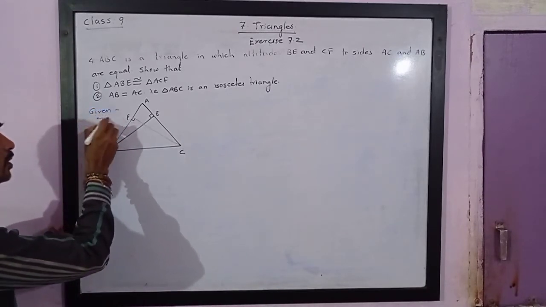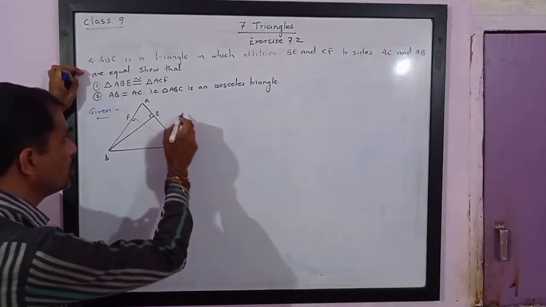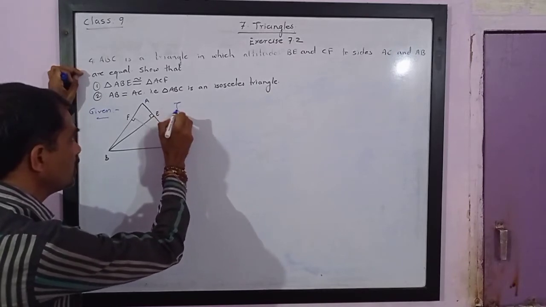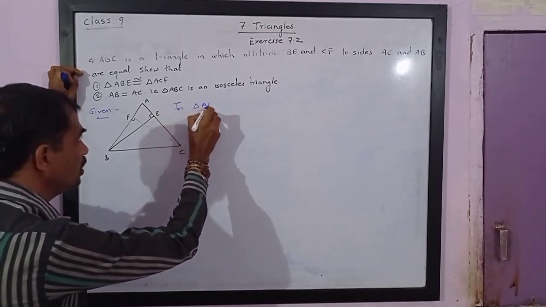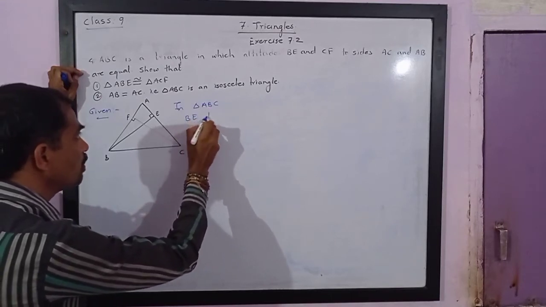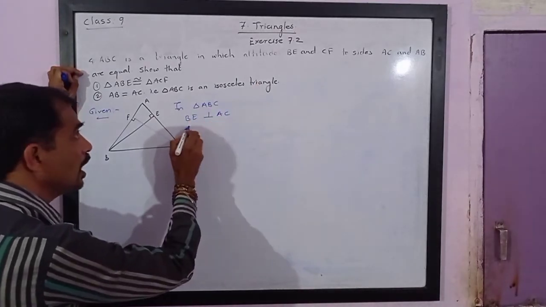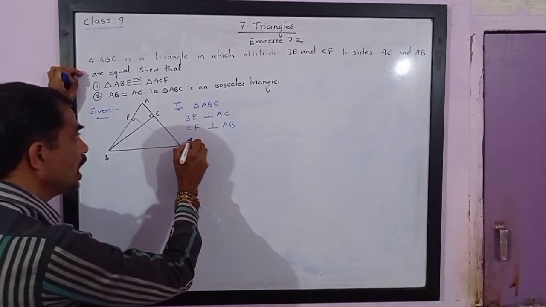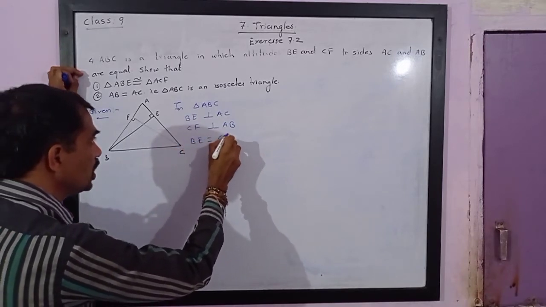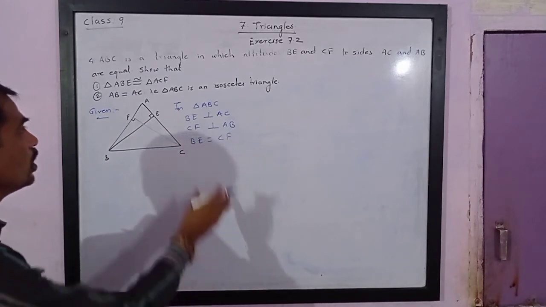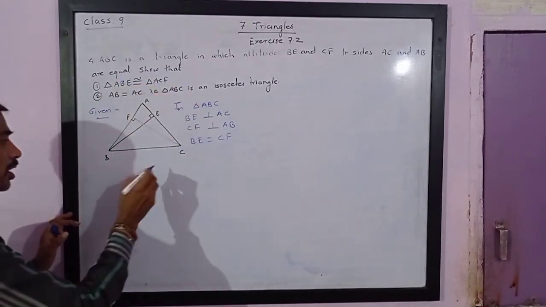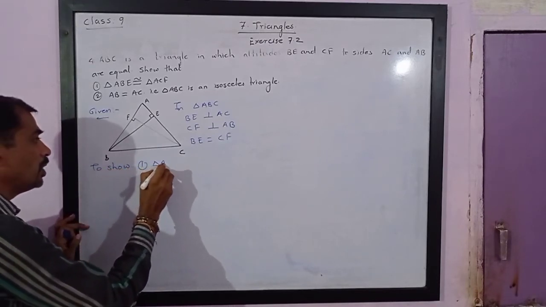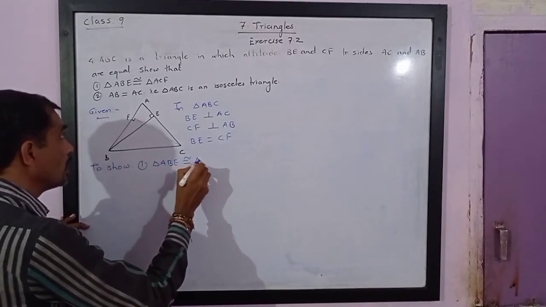So we are given that BE is altitude, means in triangle ABC, BE is perpendicular to AC, then CF is perpendicular to AB, and these altitudes are equal. BE is equal to CF. This is given to us. We have to show that these two triangles are congruent. So to show first, triangle ABE is congruent to triangle ACF.